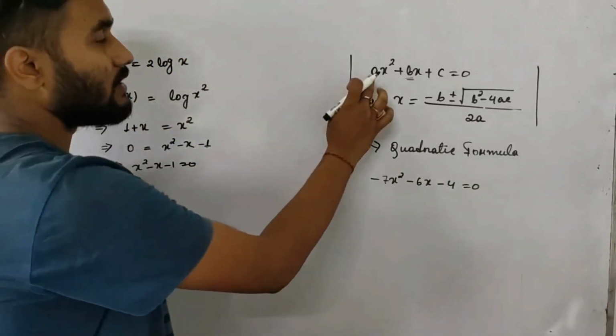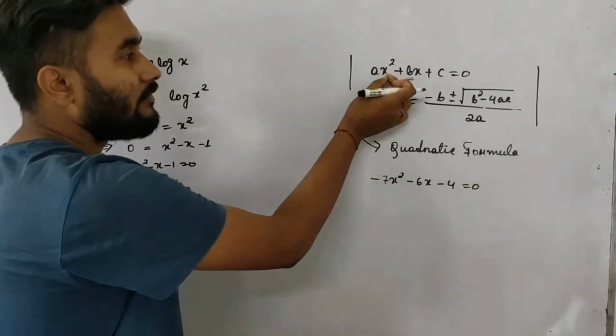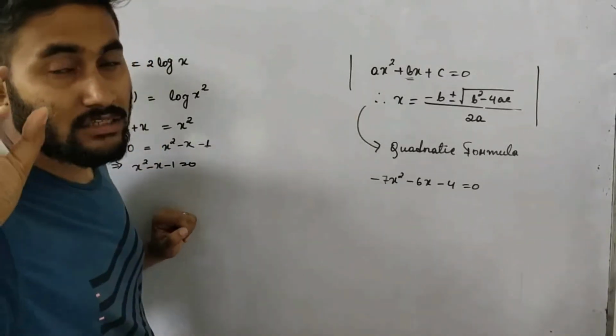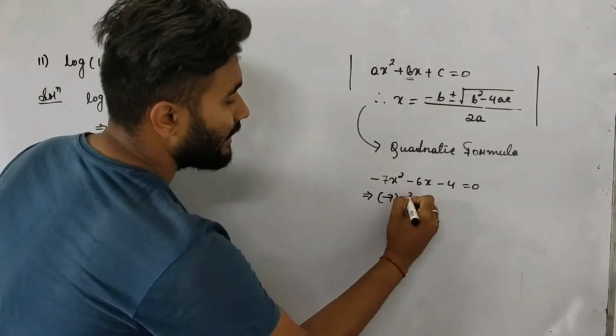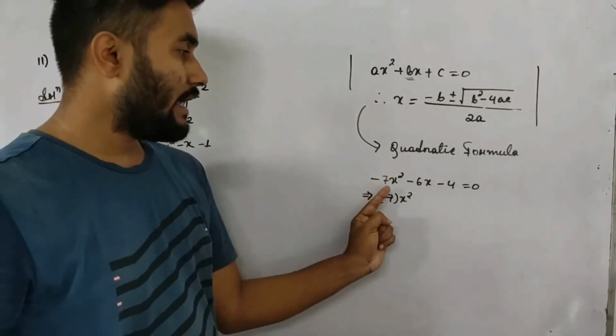See over here, what is there? ax square. Whatever is with x square, that is only your a. So I can write this equation as minus 7x square. So what is my a? My a is minus 7.